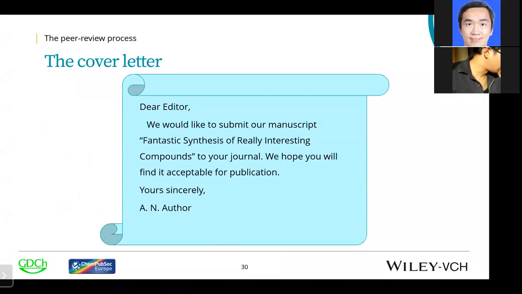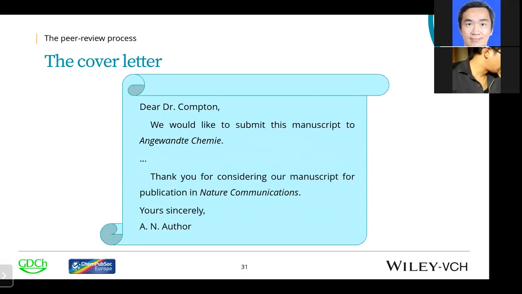This is an example of a very, let's say, standard but really boring cover letter. It basically has no useful information here, and the title is not attractive either. So "fantastic synthesis of really interesting compounds" tells you nothing specific about the work. And of course, here is a really bad example. The authors basically submitted to Nature Communications before submitting to Angewandte, but again, here they did a very sloppy job, forgetting to change the journal title at the very end.